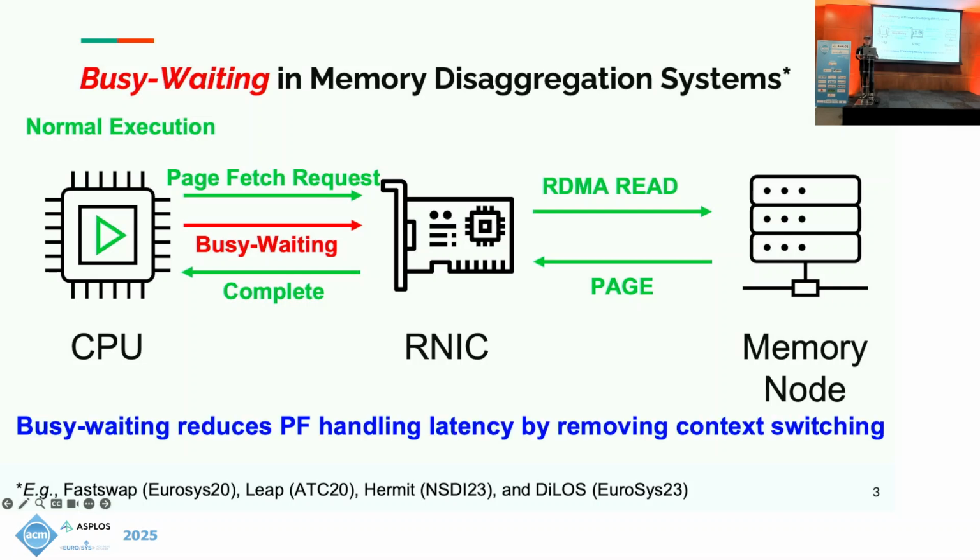The CPU busy waits for the request completion and does not context switch to another application. This way, page fault handling does not involve any context switching and causes no overhead, or, in this case, extra latency.